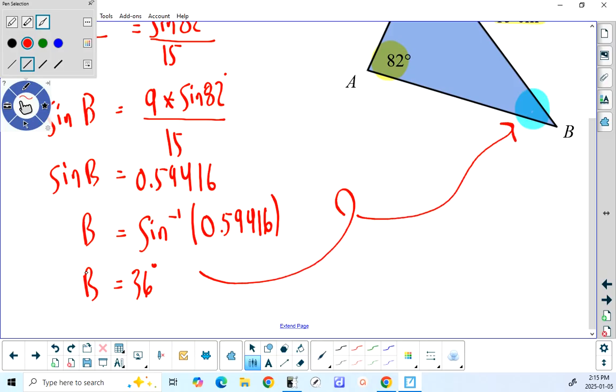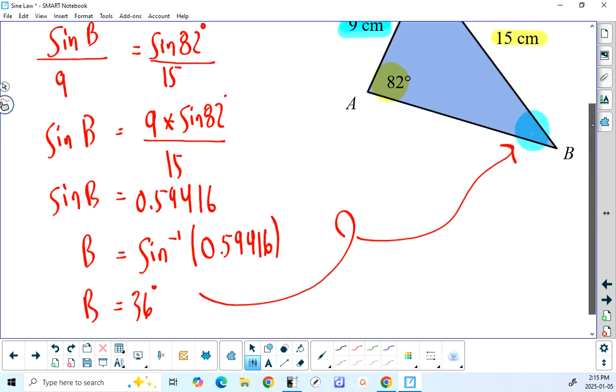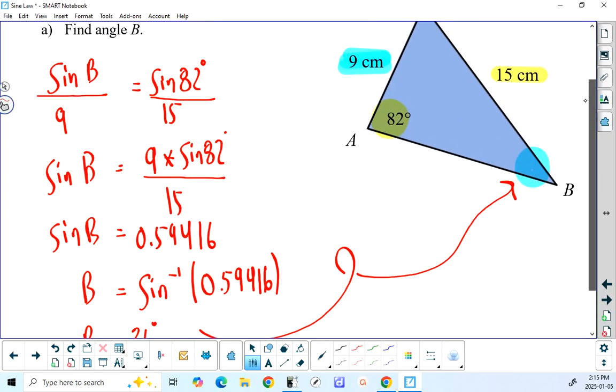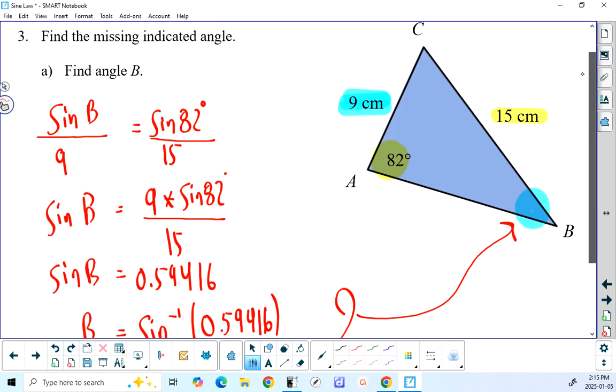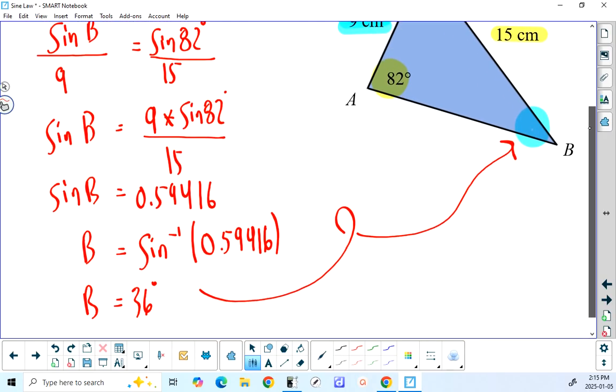And that's the answer to the question. By the way, now that you know this is 36 degrees, if you wanted to, you could very easily find that angle at the top of the triangle because you know two of the three angles now. Anyway, that's the answer to question 3A.